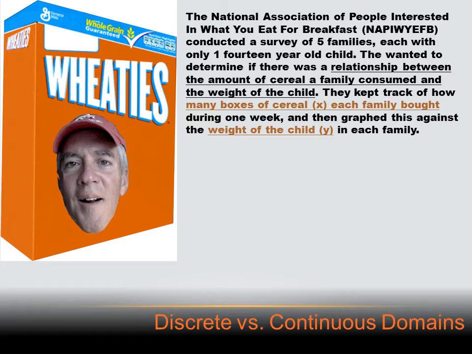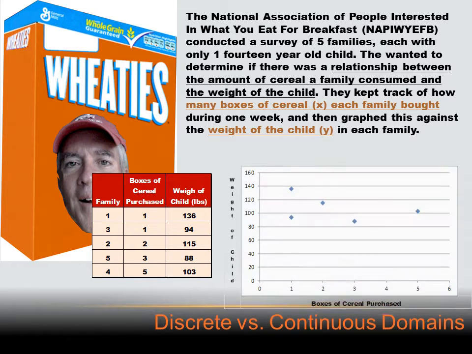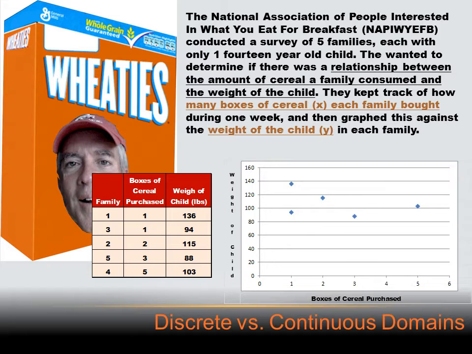They kept track of how many boxes of cereal, and we'll call X the number of boxes of cereal, each family bought during 1 week, and then they graphed this against the weight of the child, Y, and we'll call Y the weight of the child. And after they conducted this survey, they came up with this data. Family 1 bought 1 box of cereal, and their child weighed 136 pounds. And if we graph this, it looks like this.